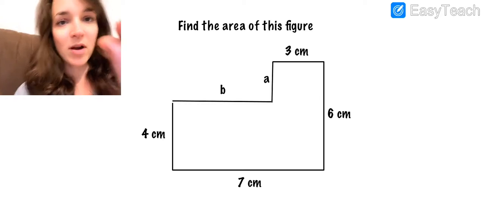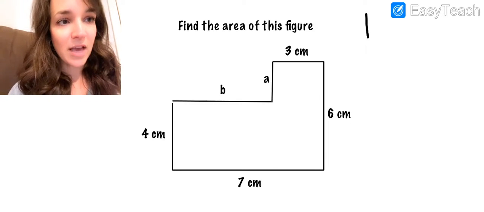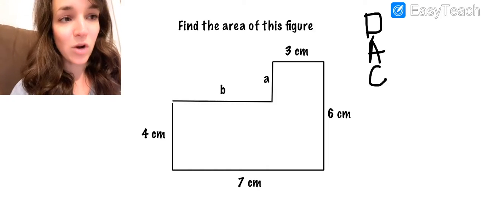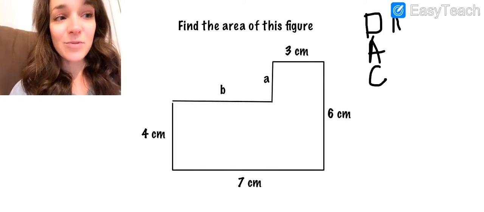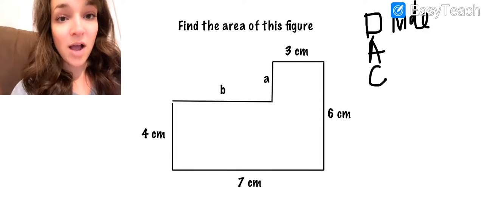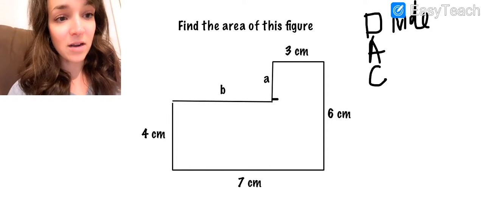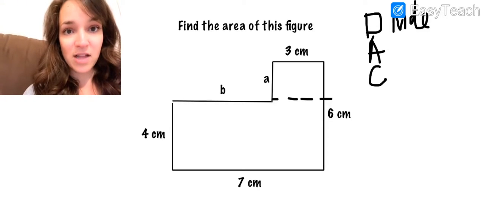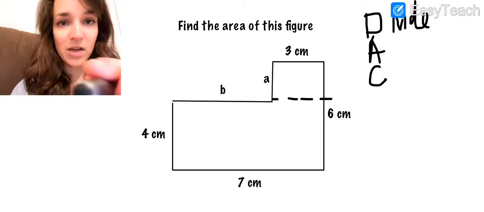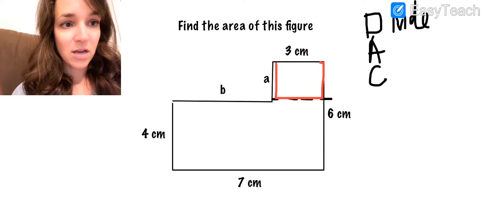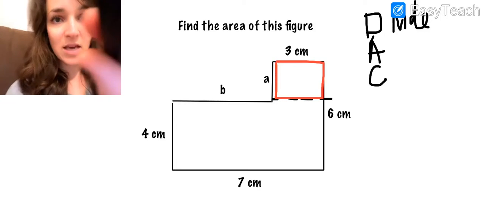Okay, so remember, I'm going to write it over here so don't forget. Our process is D-A-C. D stands for divide. So we're going to divide the figure into two shapes. So I'm going to do that. You can actually do it more than one way. I'm going to choose to do it right here. So I'm going to divide my figure by putting a little dotted line right there, and that divides it, if you notice, into a rectangle here and a bigger rectangle here.